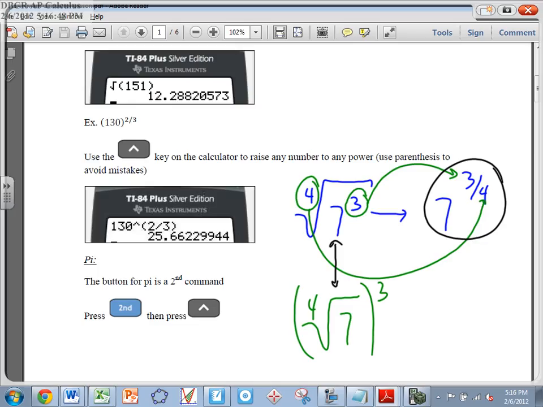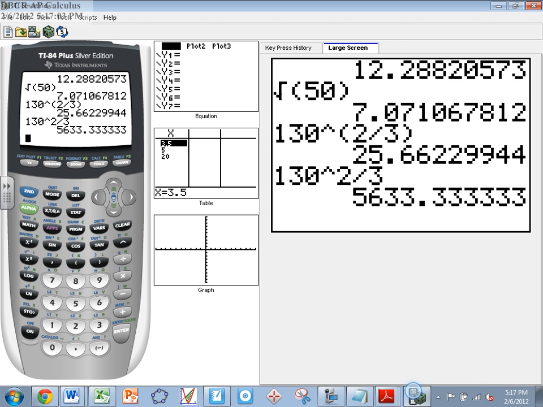So if you're entering this calculator, you have to press 7, caret, parentheses, 3/4, close parentheses. Remember, it's to the 3/4 power. We go ahead and do that. Let's take a look on our calculator now. 7 to the 3/4. Pull up our calculator. 7, caret, parentheses, 3/4. Oops, I missed the parentheses, and clearly that would have been a mistake. Let's go back, parentheses, 3/4.